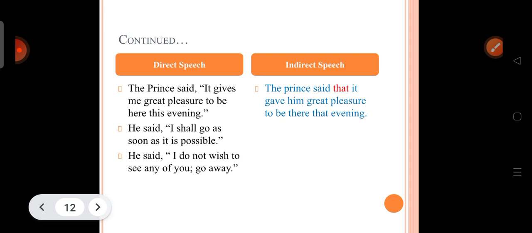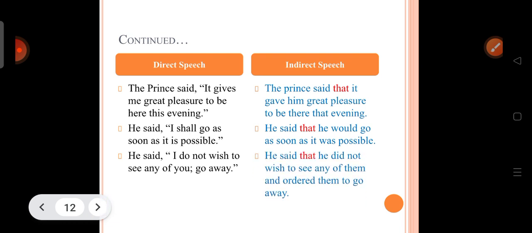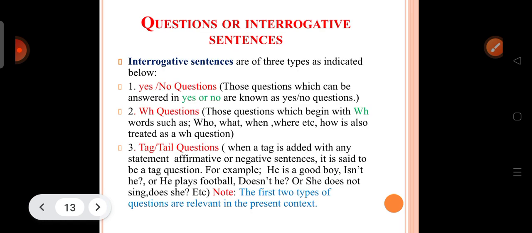He said, "I shall go as soon as it is possible." He said that he would go as soon as it was possible. So shall becomes would, because he is the subject. So should or would, you can use it. He said, "I do not wish to see any of you go away." He said that he did not wish to see any of them and ordered them to go away.